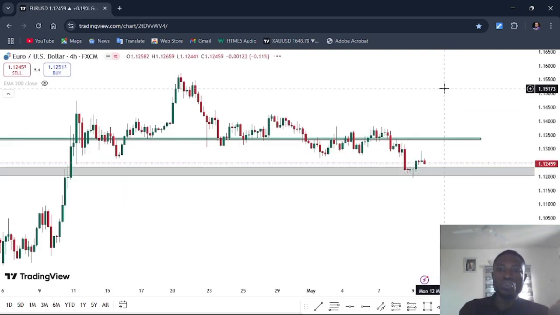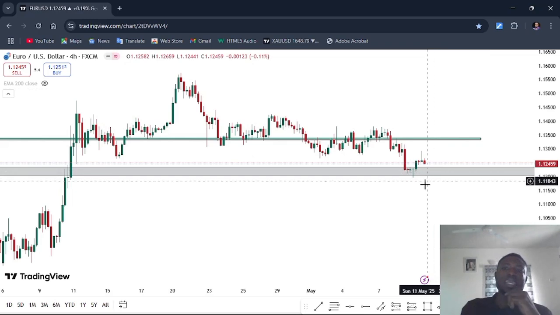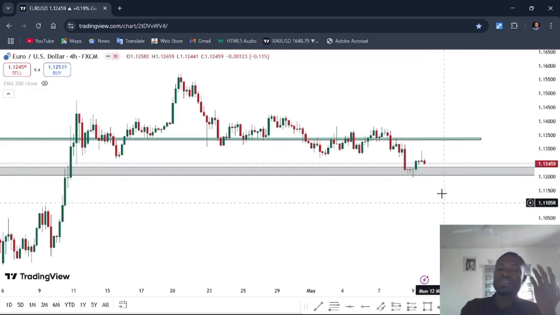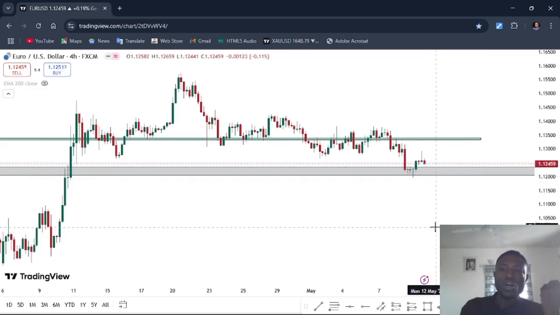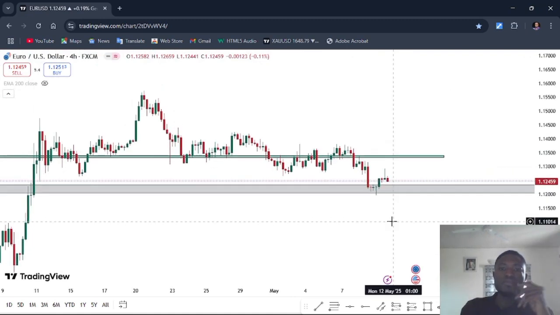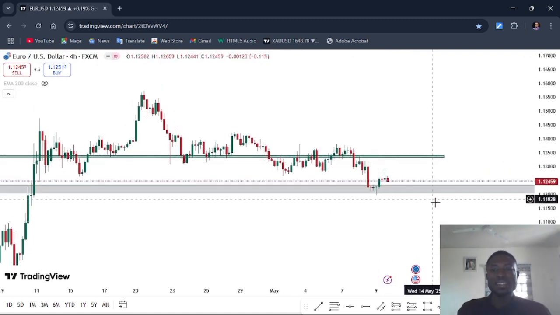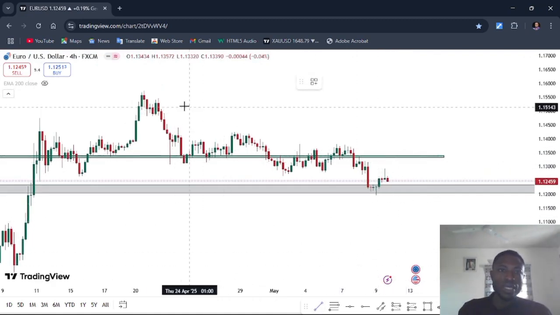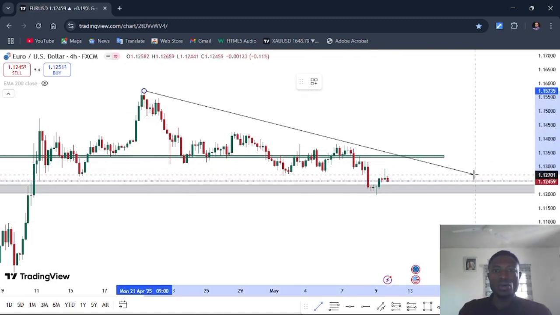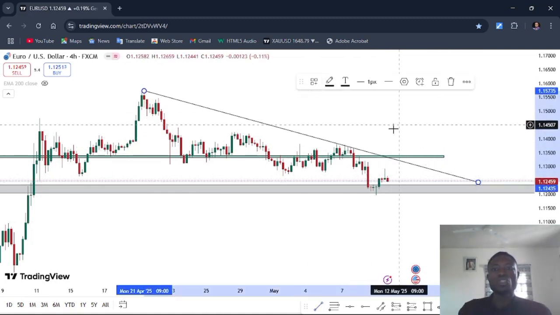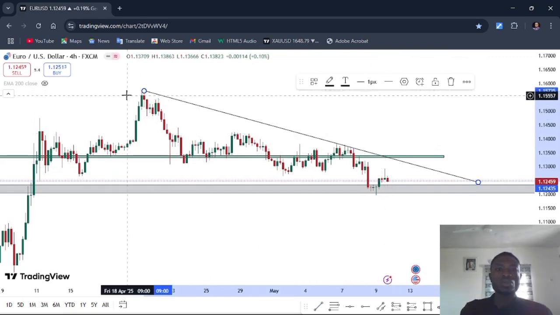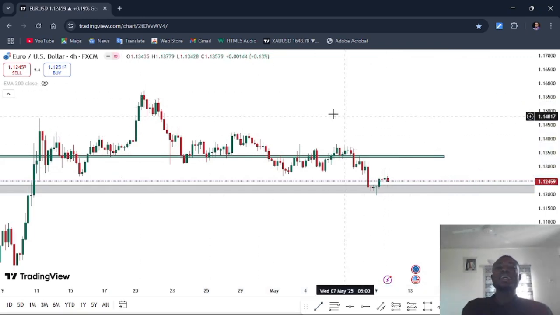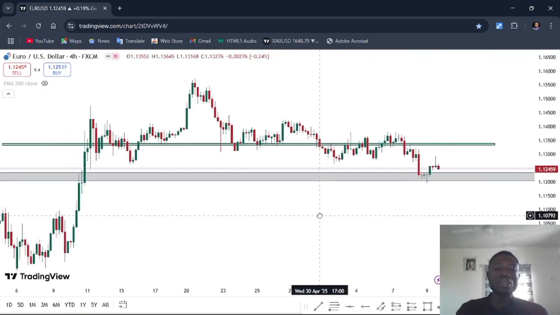Same thing on Euro USD. If price clears this particular bar, I should be looking for selling opportunities. If price clears this bar and also clears this particular trend line on a 4-hour time frame on Euro USD, I should be looking for buying opportunities all the way to this high. That is my analysis the coming week. For now, let's sit tight and see what the market gives us.